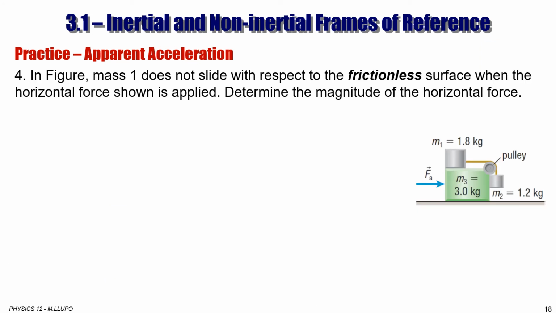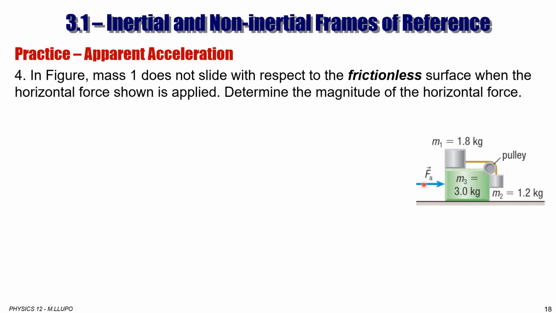Here is an interesting problem to solve. There is a box that is holding a pulley, and a pulley is making the mass 1 and mass 2 to roll. In normal circumstances, if the mass 3 is stationary, then mass 1 is being pulled by mass 2 and is going to accelerate toward the right, and mass 2 is accelerating toward the center of the earth, down.